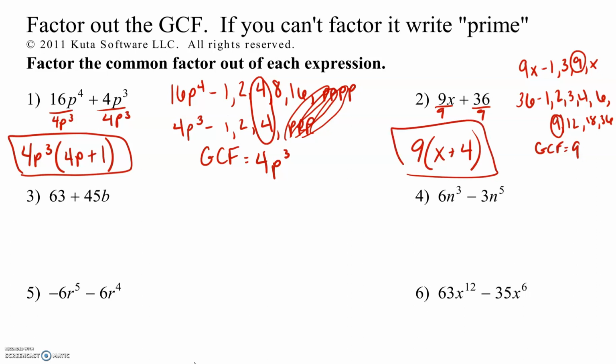Okay, let's do a couple without as much work. So for 6n cubed minus 3n to the 5th. So the greatest common factor between 3 and 6 would be 3. And the most variables that they have in common are 3. So 6n cubed divided by 3n cubed would be 2, minus 3 divided by 3 is 1, and n to the 5th divided by n cubed is n squared.